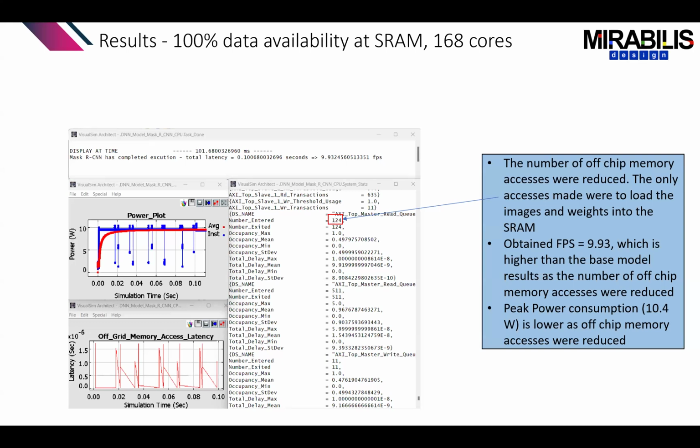Now, what happens if you keep 100% of data in the SRAM and you bump it up again to 168 cores? You'll notice the number of entries that are heading off across the AXI bus to the DRAM drops significantly. Here's the thing, we were talking about 0.4 and 0.29. We're almost at 10 frames per second. Significant jump.